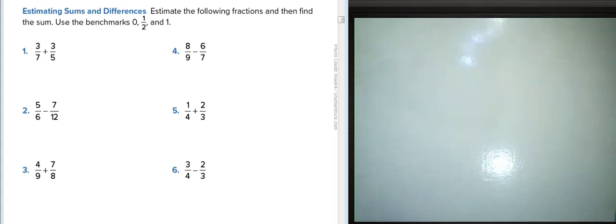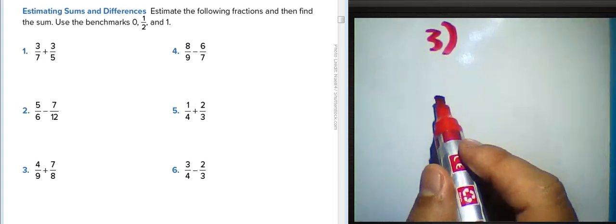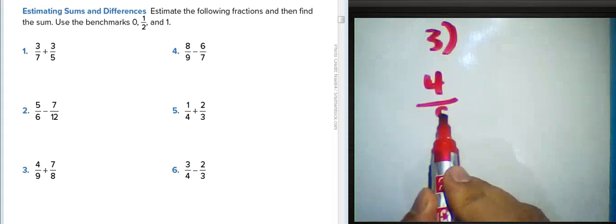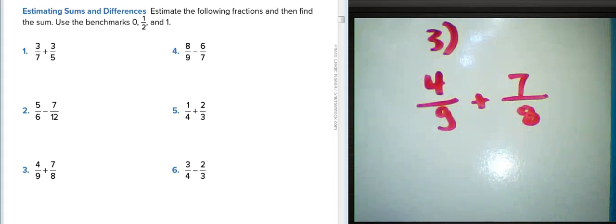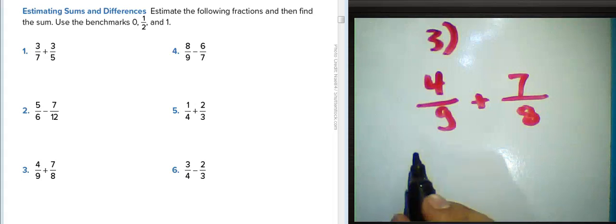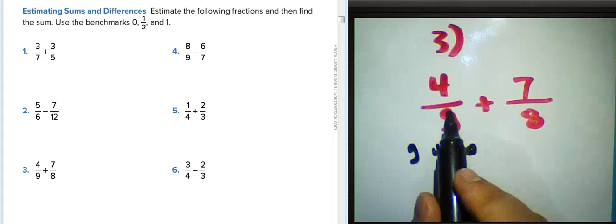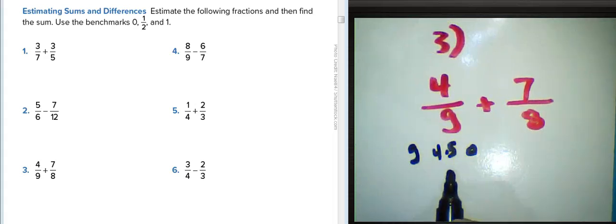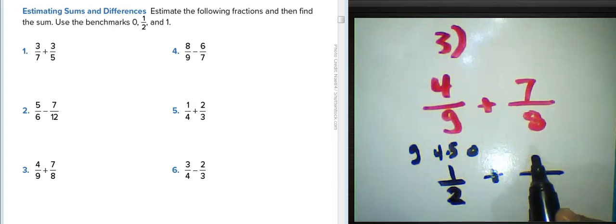Question number 3. Look with me at question number 3 here. 4 over 9 plus 7 over 8. Ask yourself, is 4 nearest to half of 9, or 9, or 0? We know half of 9 is 4.5. So 4 is nearest to half of 9. So we can write 4 over 9 will be nearest to 1 half, because 4 is nearest to half of 9.